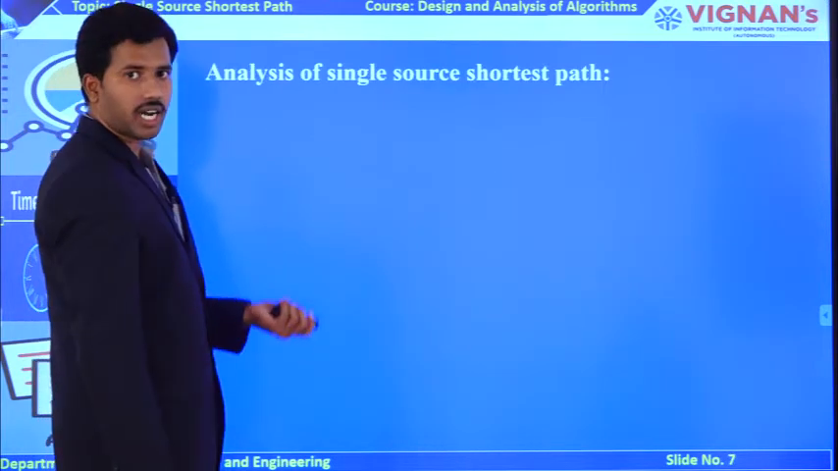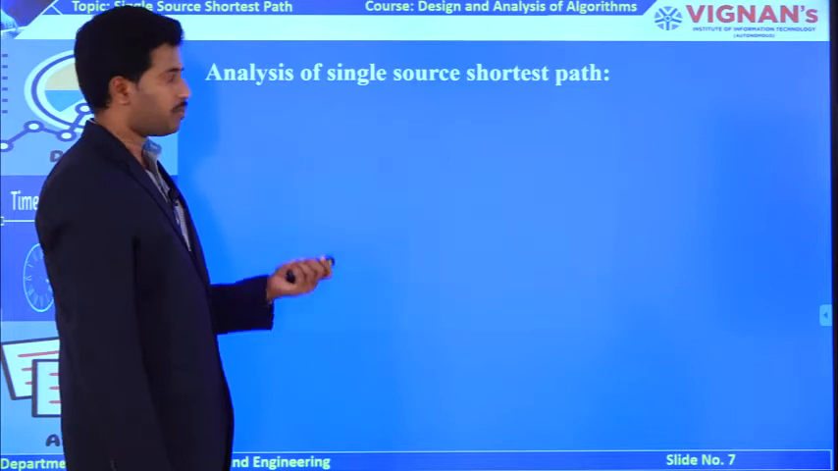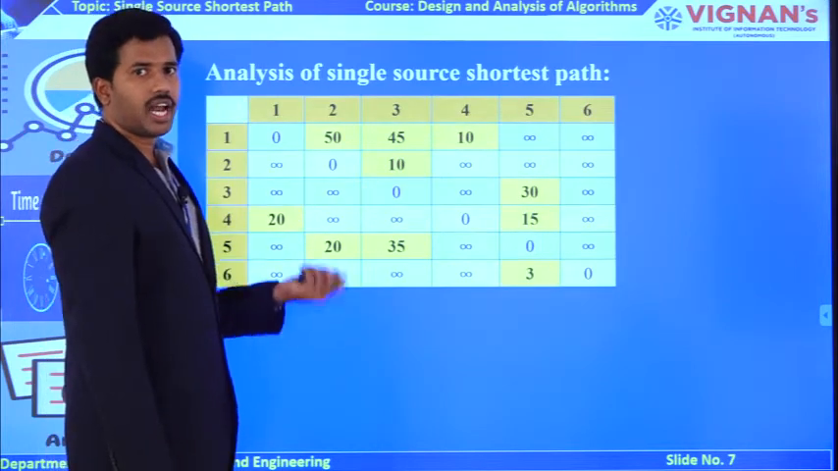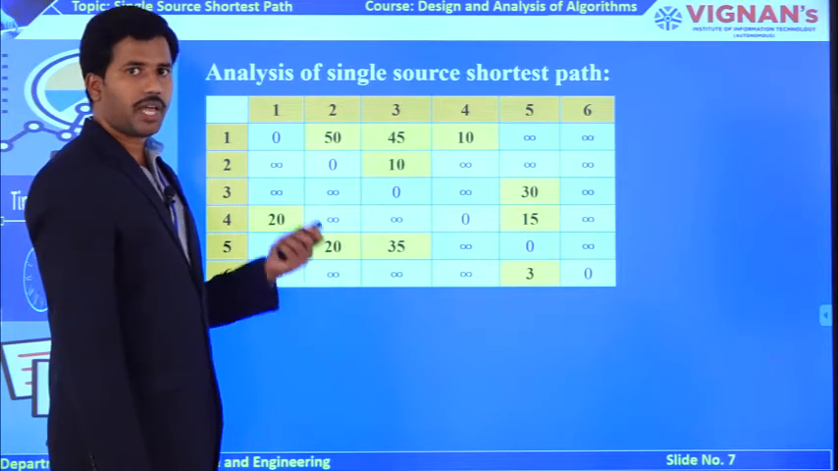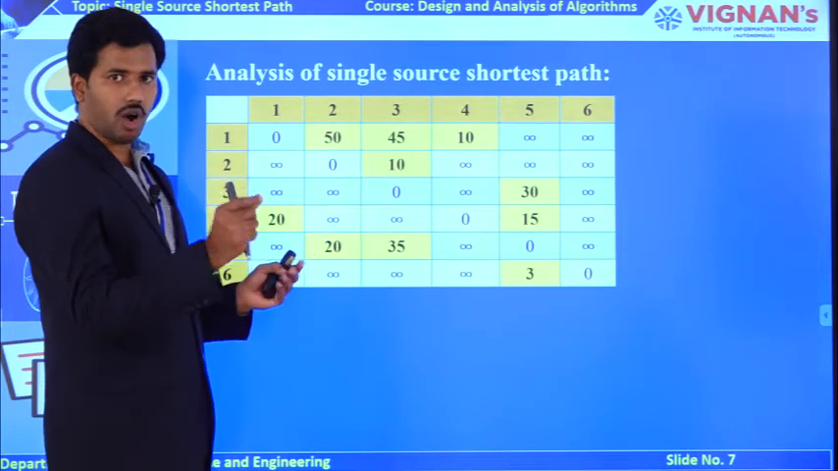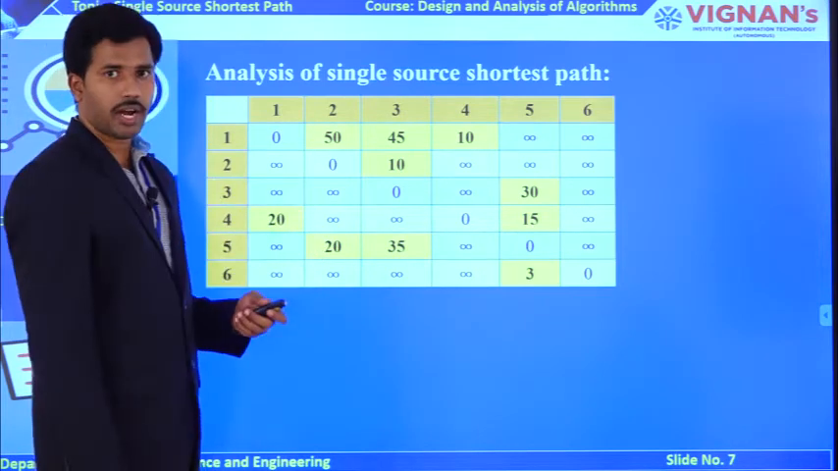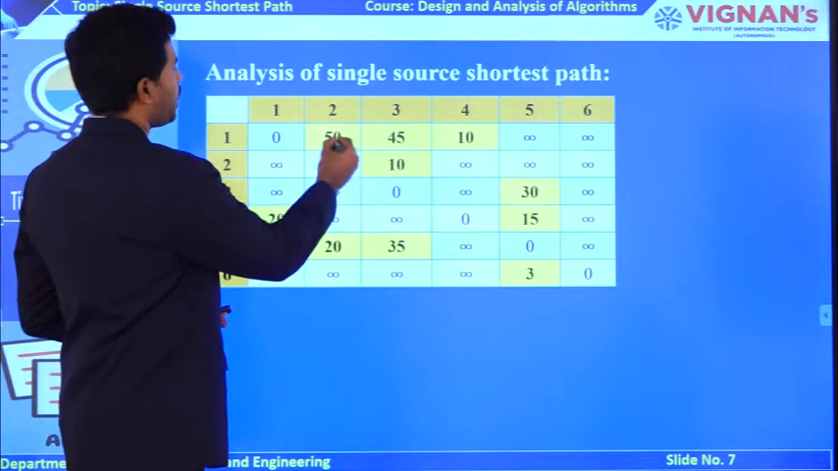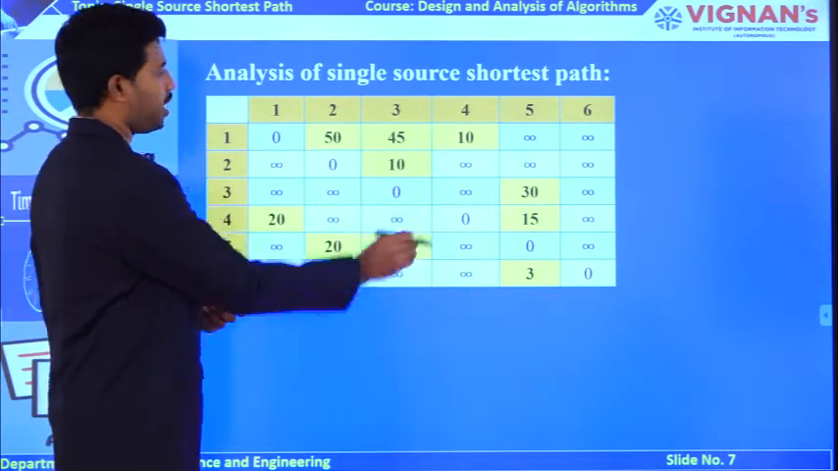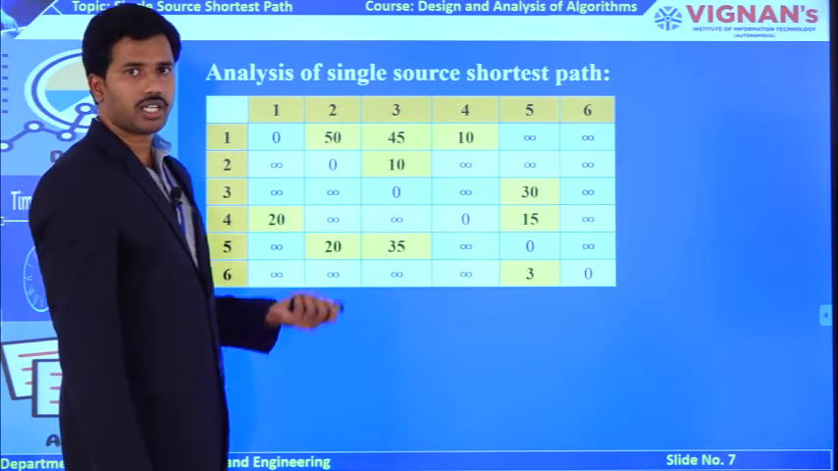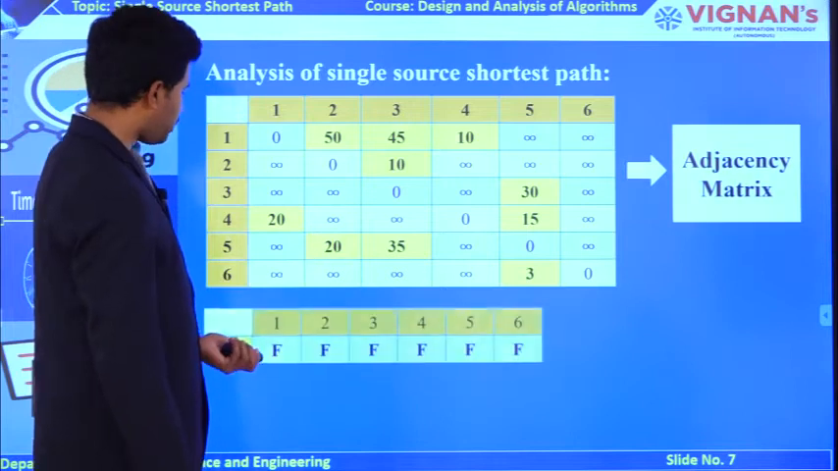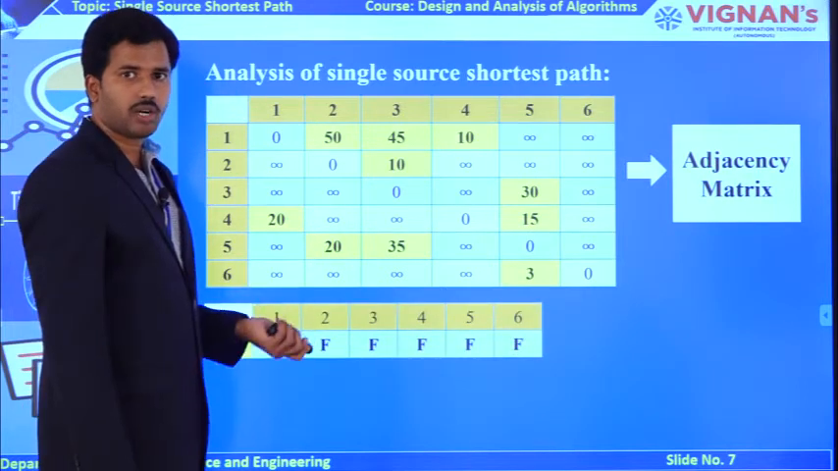Now, let us go for the analysis of the single source shortest path problem. This is my adjacency matrix. Because my graph has 6 vertices, based on those 6 vertices with the direct edges along with cost, I am updating my adjacency matrix. If there is a direct connection, I take the actual cost, otherwise infinity. For the loops, the values by default are 0, and we are not considering the loops here.